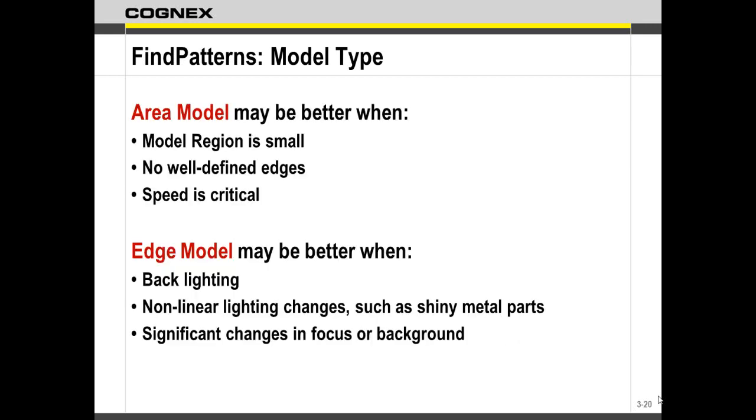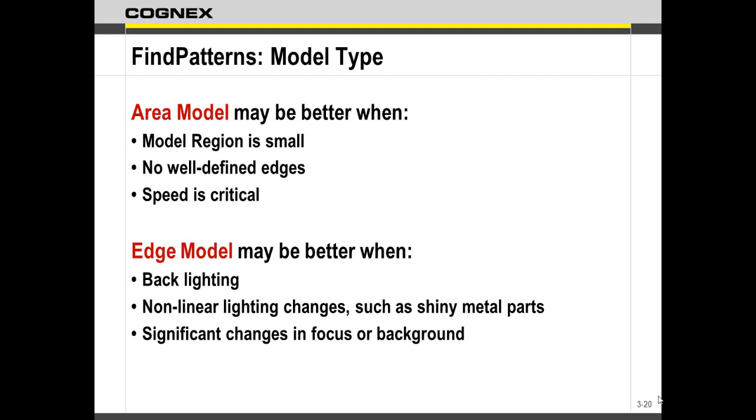So why would I use one over the other? Well, if you have a small region, area is probably better because you probably don't have enough information for edges. Or if you don't have well-defined edges, well, that's a duh moment, because if you don't have well-defined edges, you probably shouldn't use an edge model. Speed: your area is going to run much faster than your edge model. But the edge model is great if you're using backlighting, because backlighting gives you great contrast of what your edges are. Not to mention if you have nonlinear lighting changes. If you have some glare or some shadowing, as long as you find the edges, that's what it's looking for. It doesn't matter that you have a glare on it.